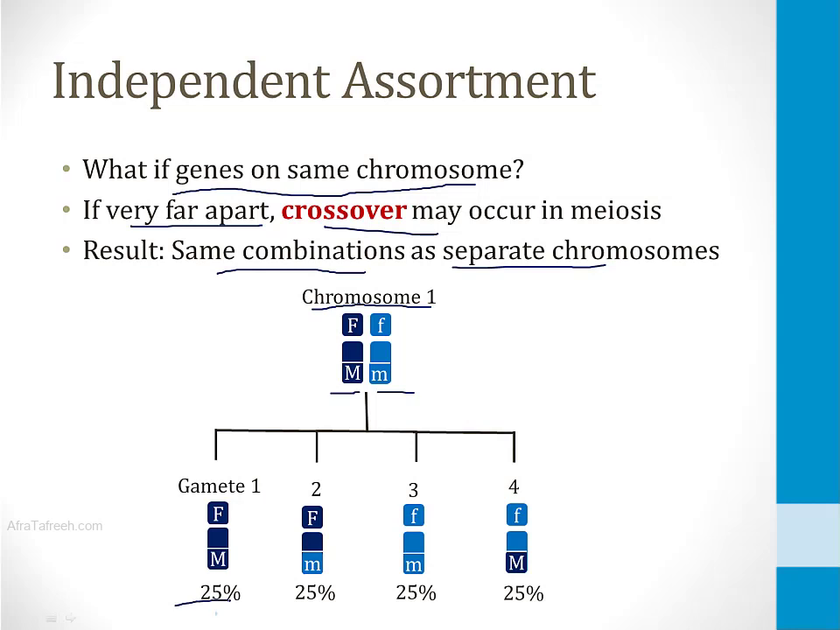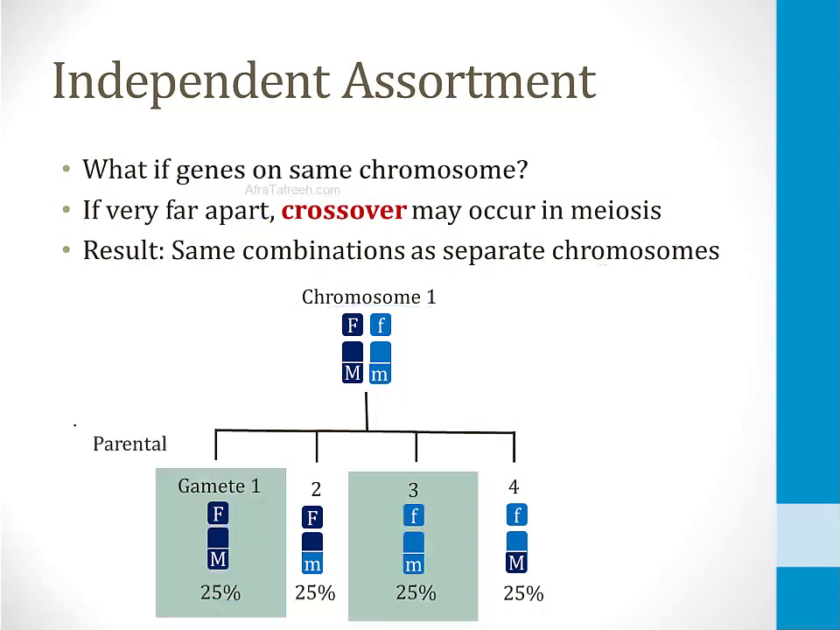In other words, there's a 25% chance that you would create a gamete with a capital F, capital M version of the F and M genes, a 25% chance that you would create a gamete with a capital F lowercase m, and also a 25% chance of the two other combinations. And this is what occurs if the F and M genes are very far apart on chromosome 1. In this situation, we say that there is a 50% chance that the gametes will have a parental version of the F and M genes.